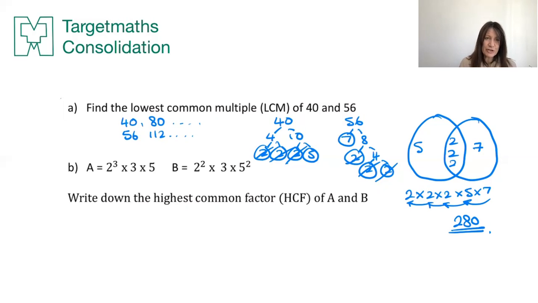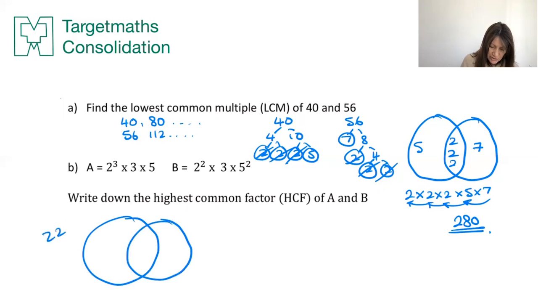So with part B, we've got no choice but to use this because that's what they've given it to us in. So we wouldn't be timesing those and getting the values. We would be putting them straight into the Venn. So I've got a 2, a 2, a 2, a 3, and a 5 for circle A. For circle B, a 2, 2, 3, and 2 5s. So we'll match what we can. A 3, and we can get a 5 in.